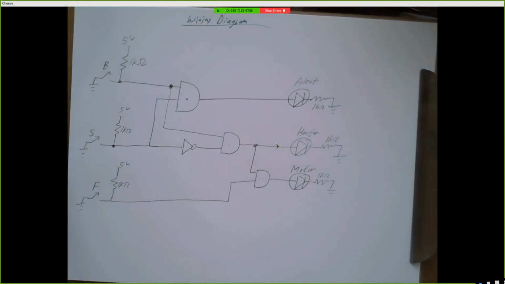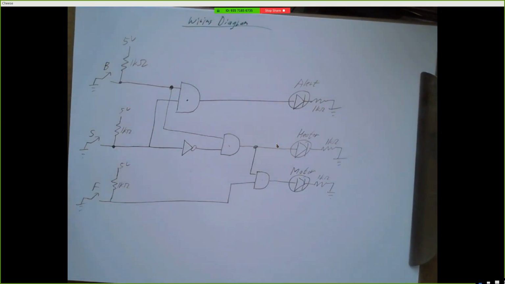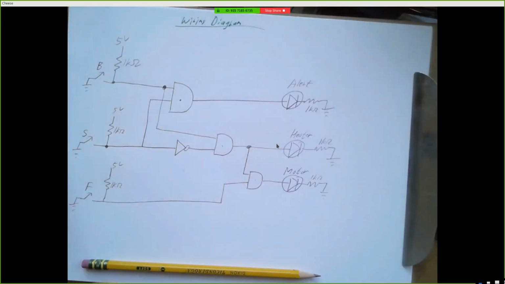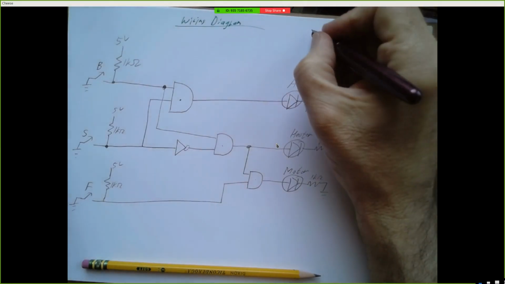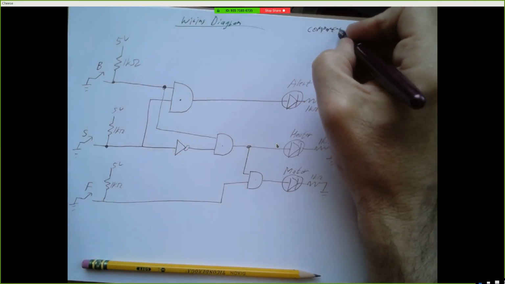All right, so this is still a logic diagram, but it's got more information to it. It's got the switches, it's got the LEDs, and it's ready to be turned into a wiring diagram. So how do we make a wiring diagram? Well, put something up here, component ID block.